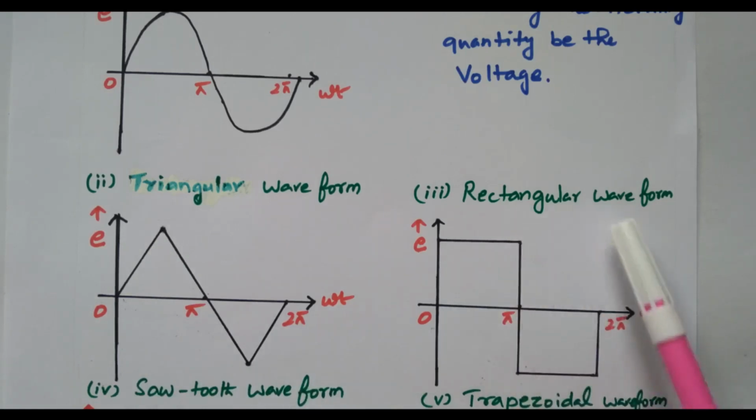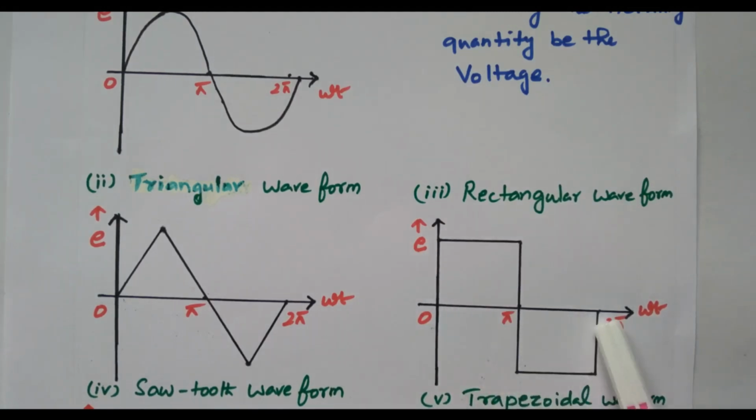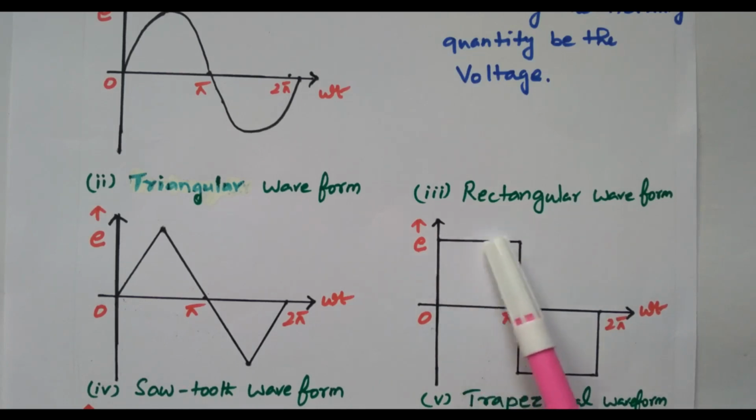Then we'll go to the rectangular waveform. The graph is drawn between time and voltage. From 0 to pi the voltage is positive. From pi to 2 pi the voltage is negative. So we get positive voltage and negative voltage, and that's called an alternating waveform. The previous one looks like a triangle, and this one looks like a rectangle, so it is called a rectangular waveform. Alternate means the positive cycle and negative cycle keep on changing.